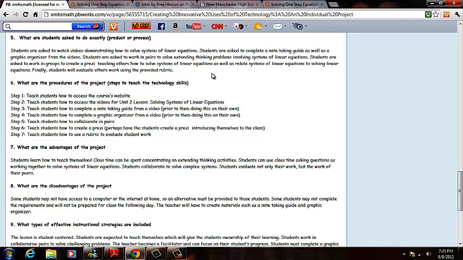So the exact product students are going to have to create, again, they're going to have to fill in their graphic organizers. But the overall project is to create a Prezi, teaching others how to solve systems of linear equations. Finally, students will evaluate each other's works using a provided rubric. So teachers would also have to create that rubric for them ahead of time.